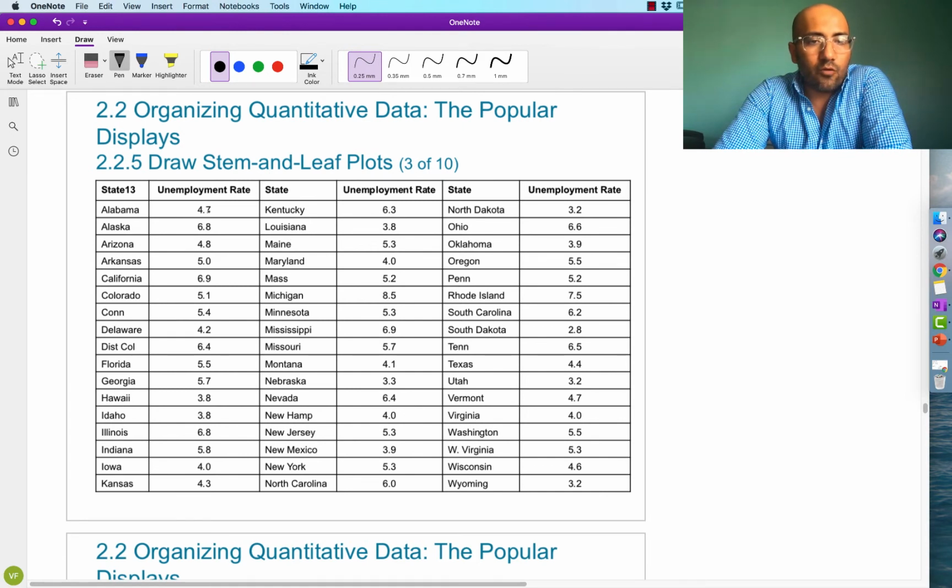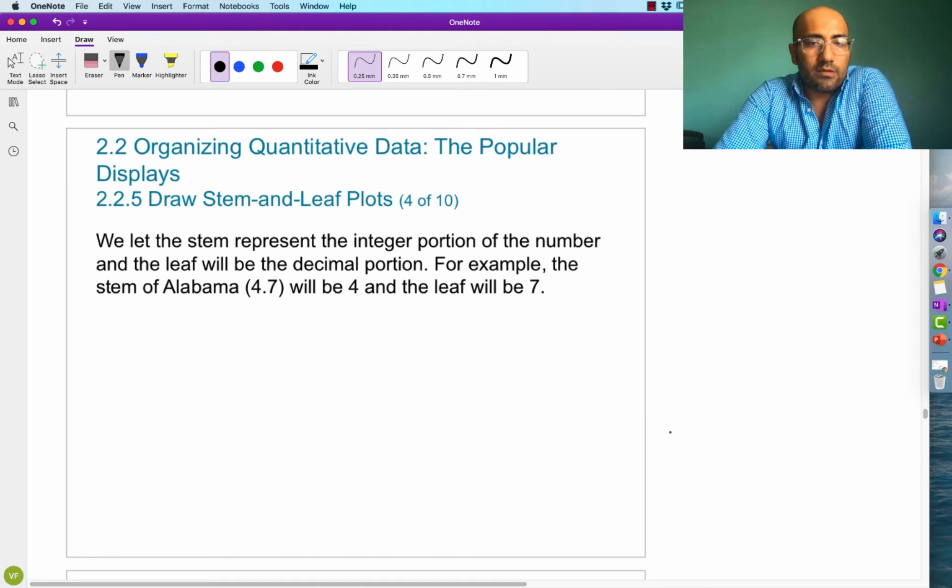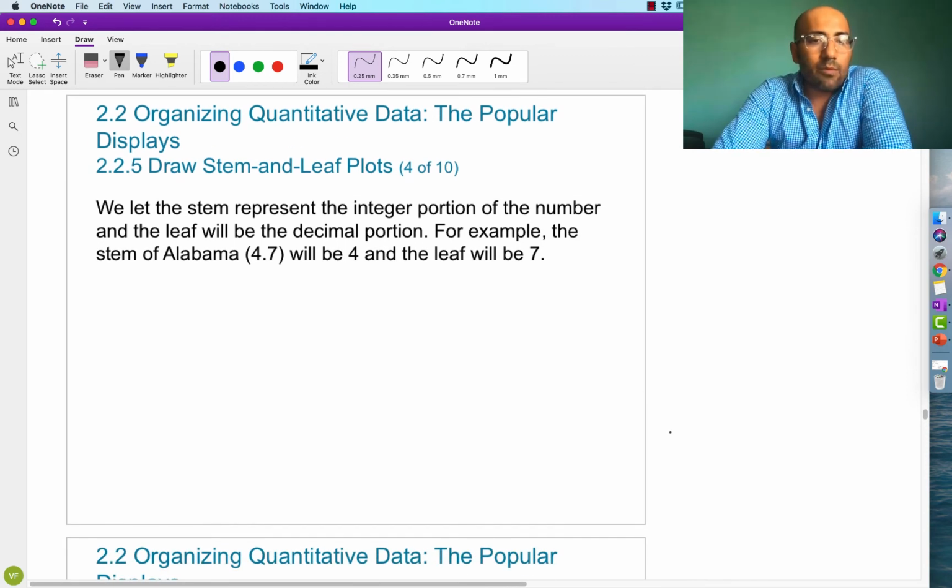So in Alabama, 4.7%. In Alaska, 6.8%. Arizona, 4.8%. California, 6.9%. Okay, so here are all our results. One way of presenting all of this is with a stem and leaf display. And so here's what a stem and leaf display is. We let the stem represent the integer portion of the number, so the first number of our value, and the leaf will be that decimal portion, right? So for example, 4.7, the 4 is going to be the stem, and the 7 is going to be the leaf.